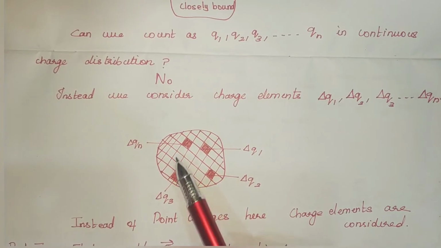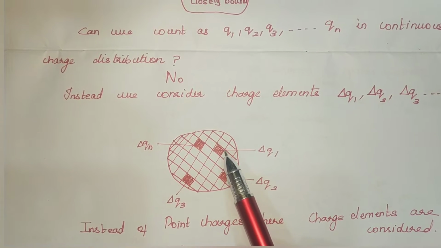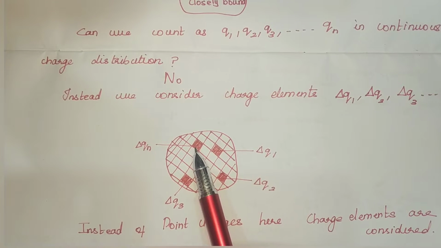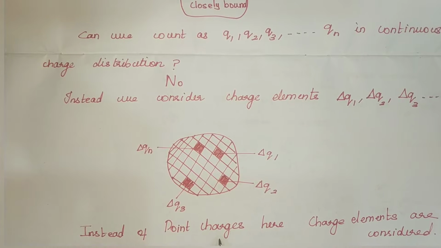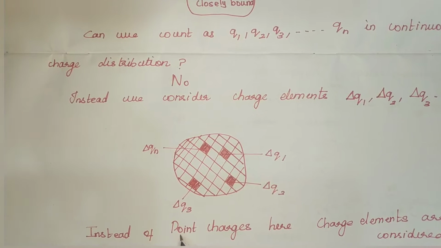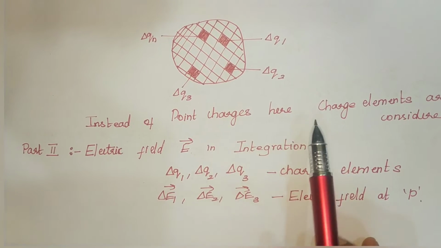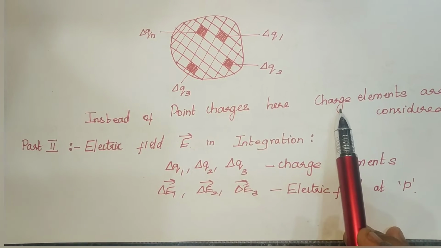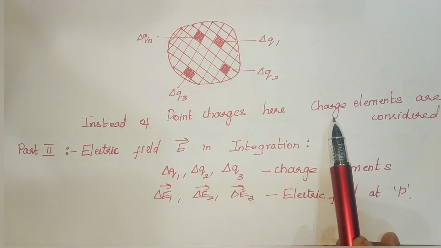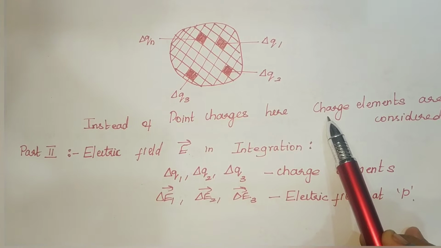See here the picture. We are dividing the charges into the charge elements and randomly I have selected del Q1, del Q2, del Q3 and so on up to del Qn. Instead of point charges, here charge elements are to be considered. In the case of discrete charge distribution, we use the word point charge, but for continuous charge distribution, we are supposed to use the word only charge elements. We should be very careful in writing the continuous charge distribution. Under the continuous charge distribution topic, we have to use the word charge elements.